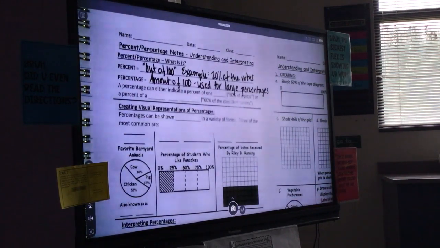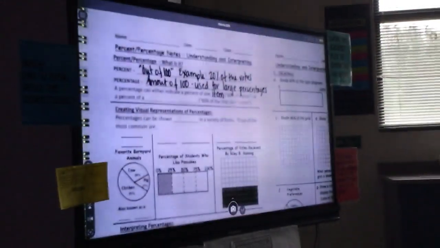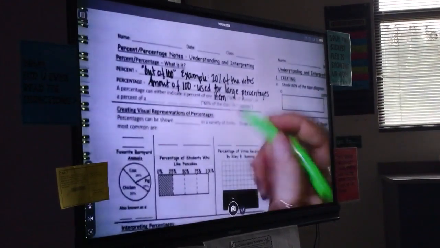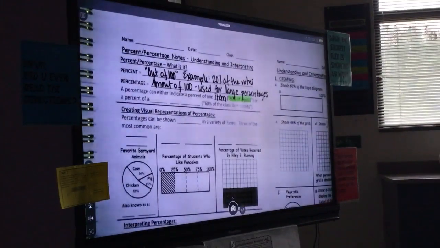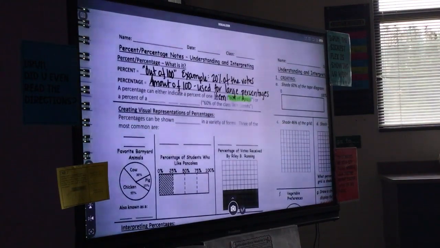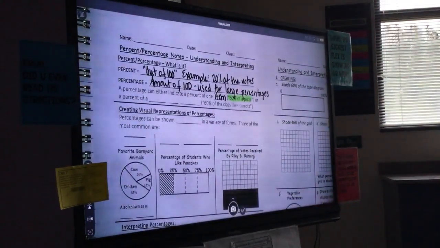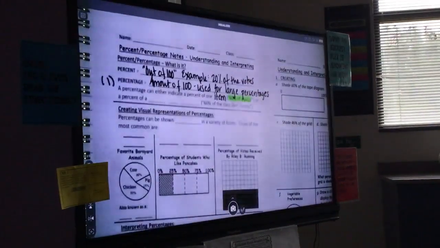So it says a percent can either be indicated by a percent of one item, and that one item is 60% of a pizza. So Sincere ate 60% of the pizza. That's a percentage, sorry. So he ate 60% of that one item. So percentages are 1. Put a 1 next to your percentages.